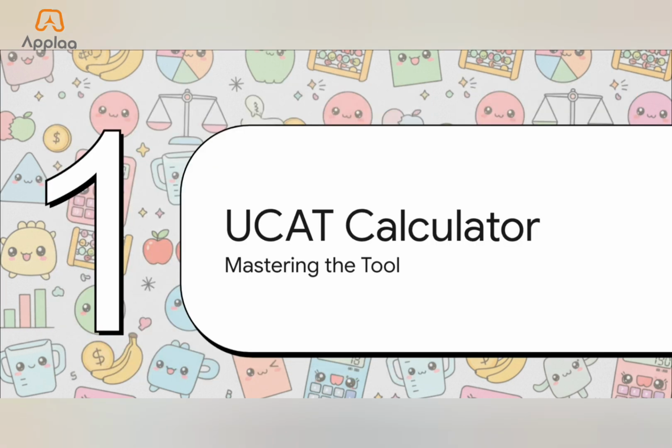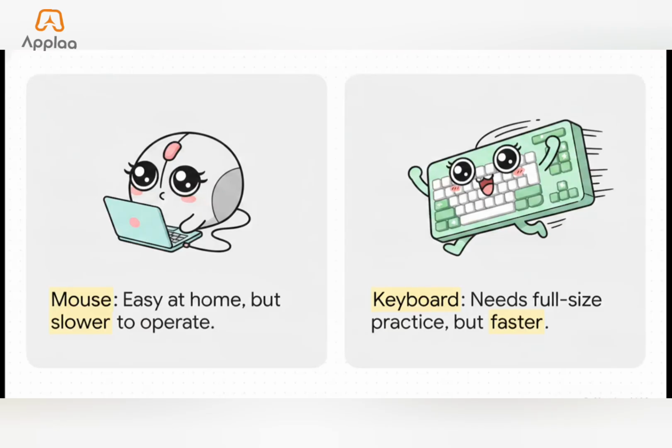Section 1. Mastering the UCAT calculator. Let's start with your main tool for this section. So you have 2 options to operate the calculator in the test center. And while clicking the computer mouse is incredibly easy to practice with at home on your laptop, mastering the full-size keyboard will give you a massive speed advantage. Test centers offer keyboards with numeric keypads, and training your muscle memory to use that specific keypad is an absolute game changer for your pacing.